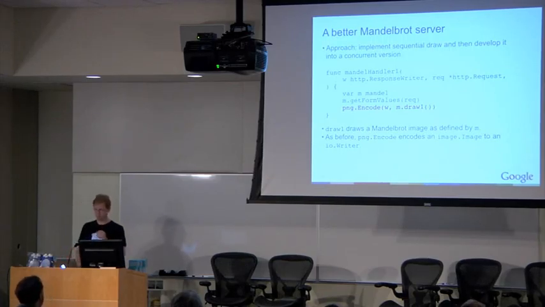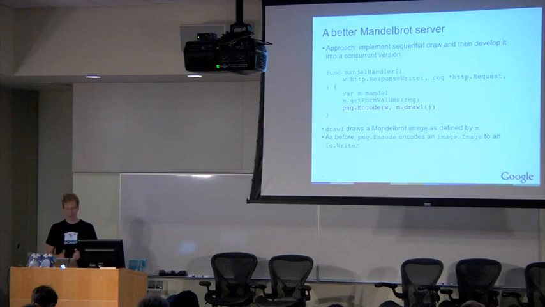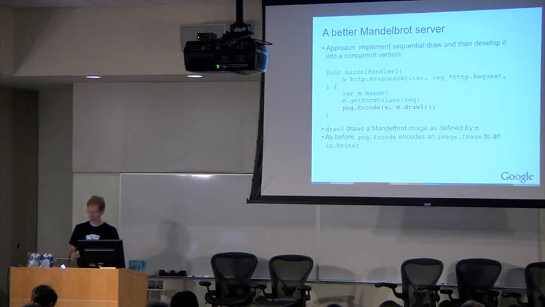So let's do a better Mandelbrot server using this mechanism. The approach is, let's do a sequential draw instead of what we did before, an explicit drawing into an image, and then try to make this a parallel or concurrent version. So here we have our Mandel handler 1, the next version. It looks very similar, except that instead of calling PNG encode and just sending in the actual Mandel object and then querying each pixel through the At interface, I'm actually drawing it explicitly. And so we look at draw 1 here.